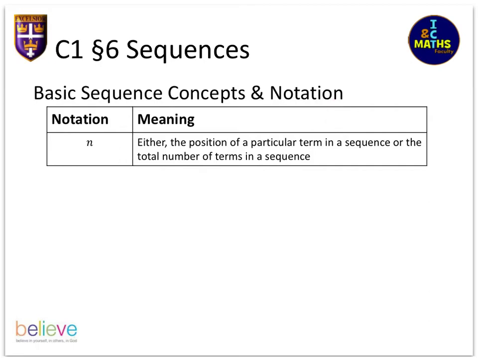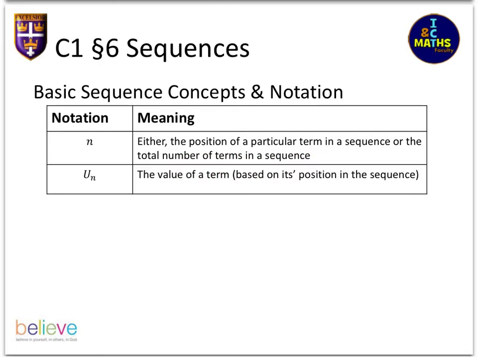So I'll start with what I think is perhaps the most fundamental, this thing n. N can describe the position of a particular term, or occasionally we use it to mean the total number of terms in a sequence. Perhaps the next important thing then is the terms themselves, and that's what this stands for, un. This stands for the value of a term. So we might say when n is 3, u3 is equal to whatever that particular number was in that list, the third number in the list.